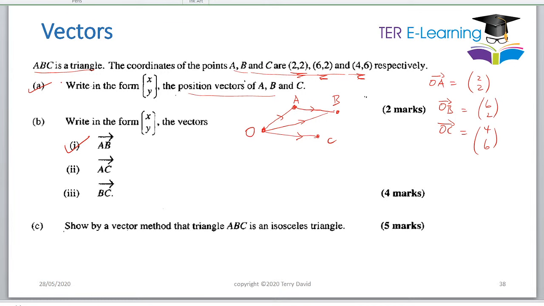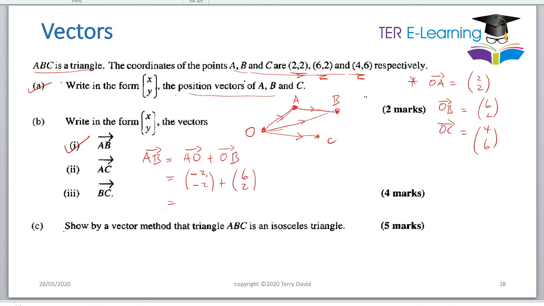So if I want to go from A, that's this point, to this point, then I must go AO plus OB, right? Can I do this here? Right? So AB is equal to AO plus OB, right? So all of these questions, you start off by writing a vector equation first of all. So the vector AO, we know what OA is. OA is 2, 2. So if we want AO, which is in the opposite direction, is going to be minus 2, 2, plus OB, which is 6, 2, right?